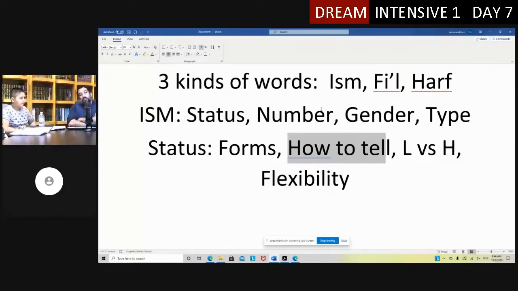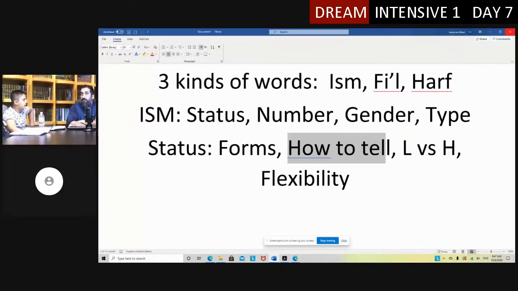Now, I also told you back then, pronouns are weird. Write that down. It doesn't matter if you don't know what it means, but now you do know what it means. How do you tell rafa, nasab, and jar for pronouns? Oh, okay. So it's always rafa if it's independent. What are the independent pronouns?